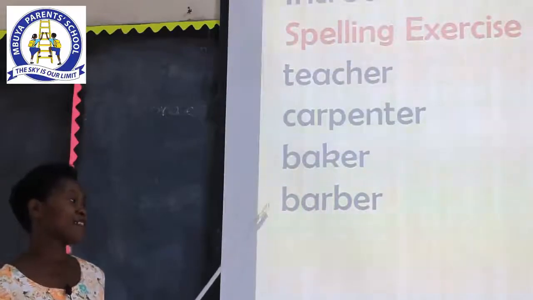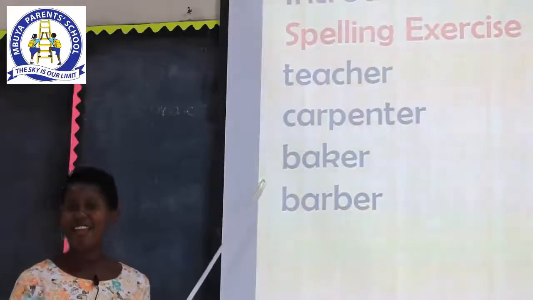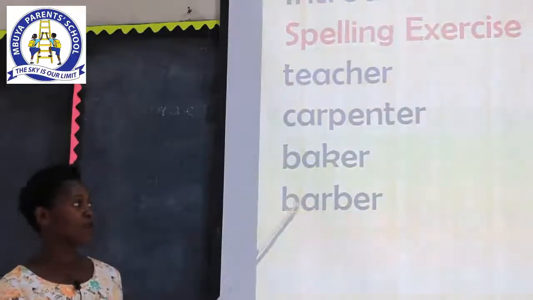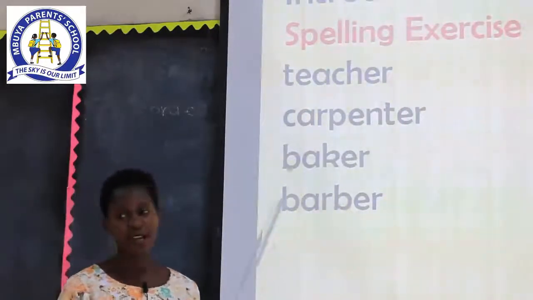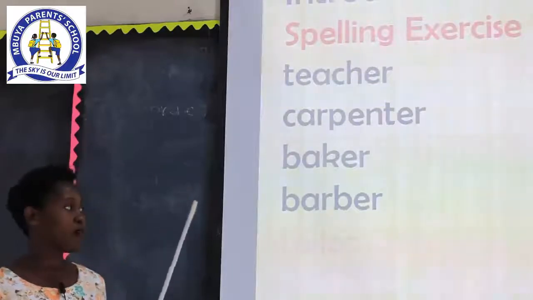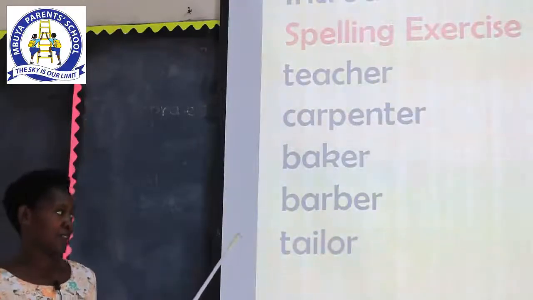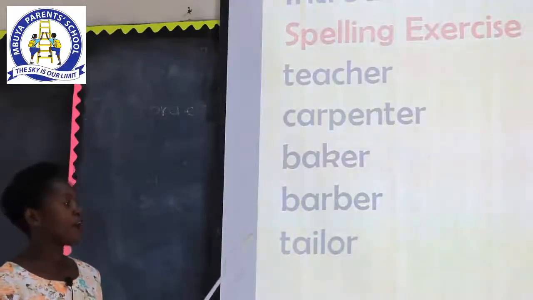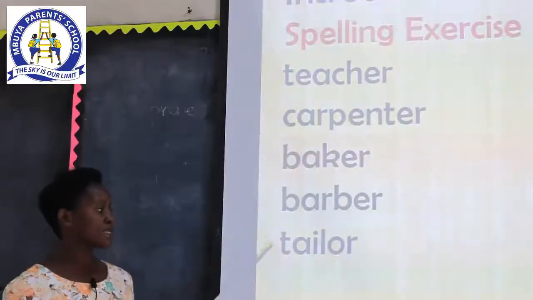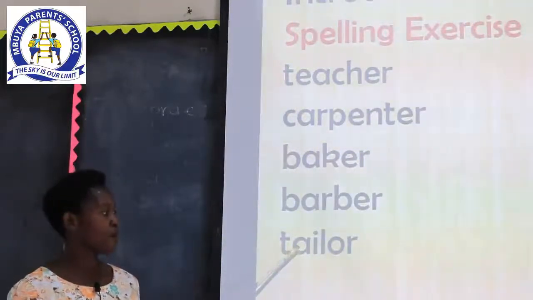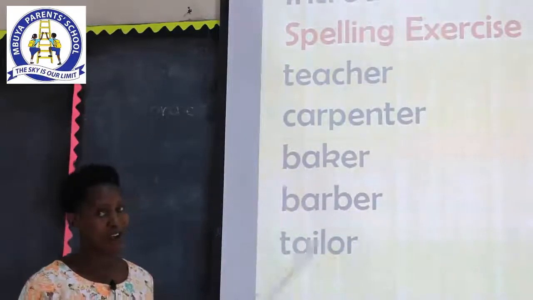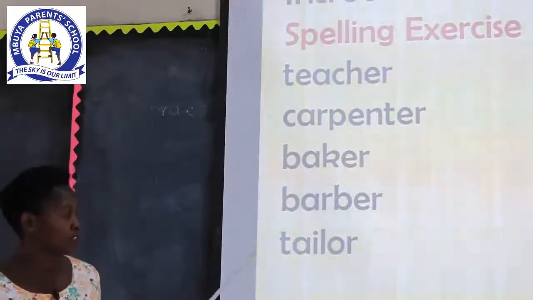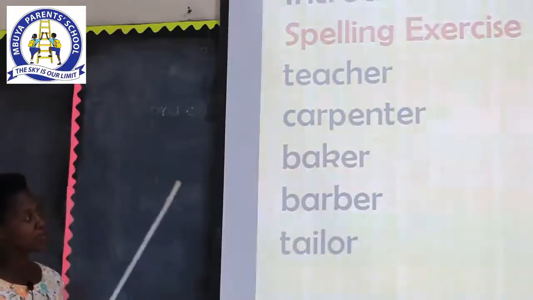Then the next word you have barber. Spell it together. B-A-R-B-E-R. And lastly, we said we have the word tailor. Let us spell it together. T-A-I-L-O-R. Very good, children. Thank you for spelling them.